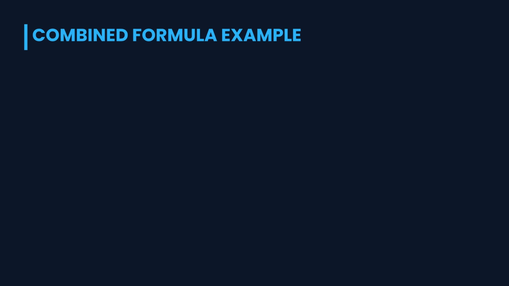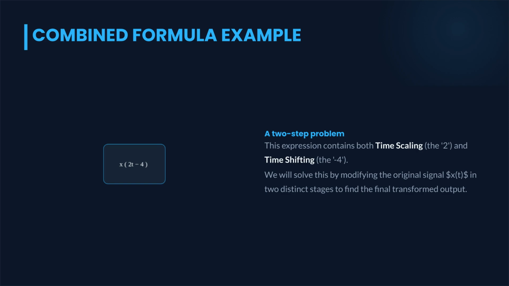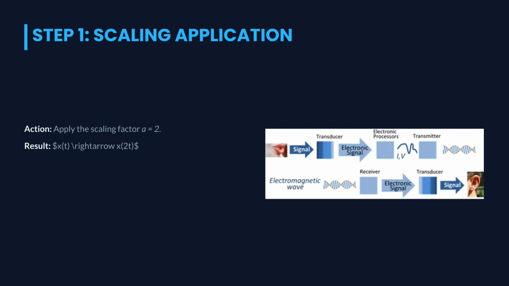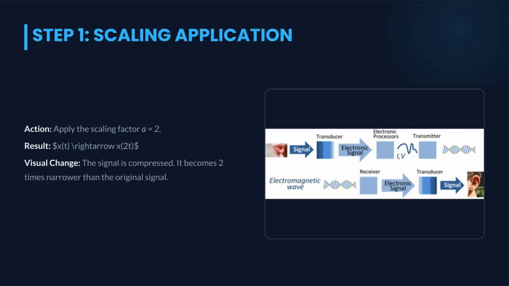Let's look at an example. y(t) equals x(2t-4). This combines both time scaling and time shifting. We must follow the correct order to accurately transform the original signal x of t into the desired final output. Step 1 is scaling. We apply the scaling factor a equals 2, transforming x of t to x(2t). Visually, the signal is compressed, becoming 2 times narrower. The time axis effectively speeds up.